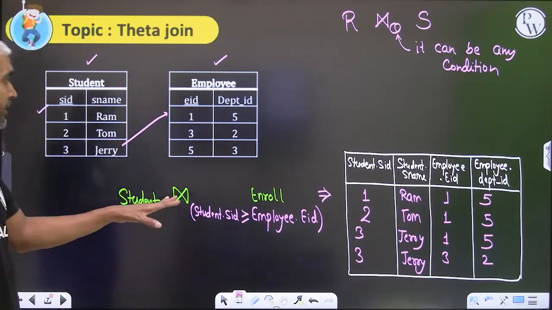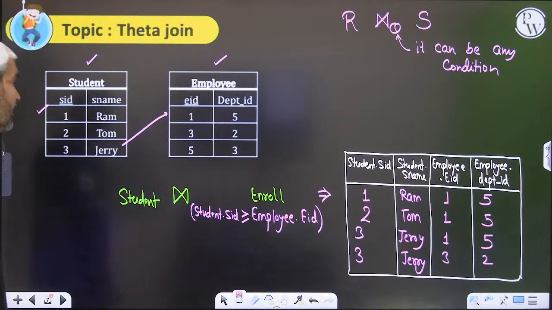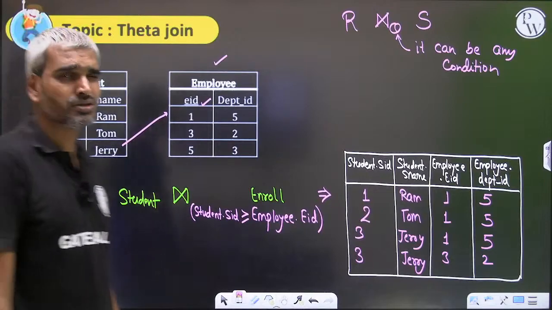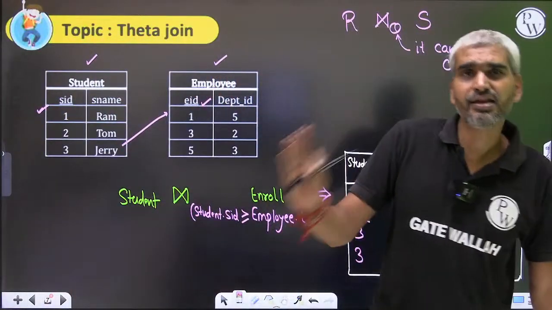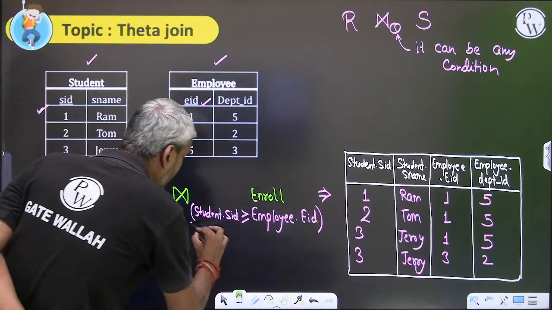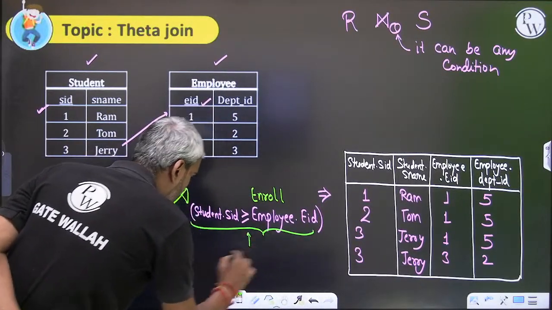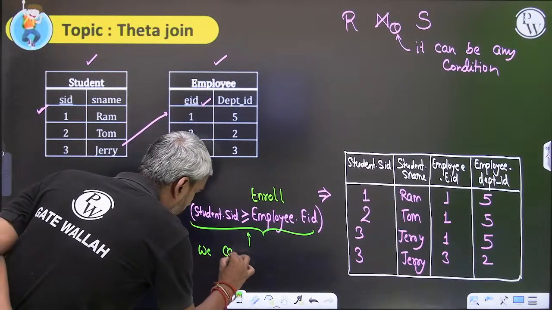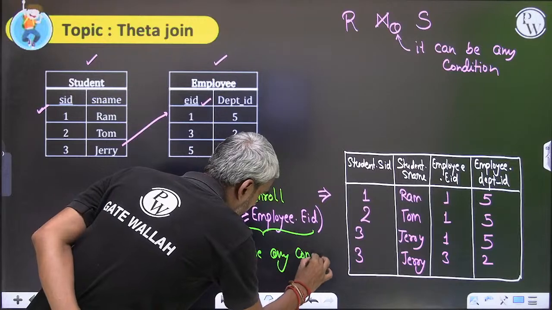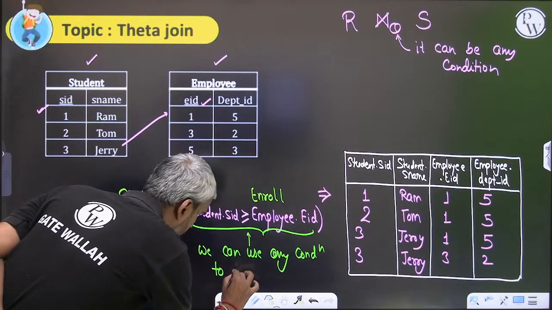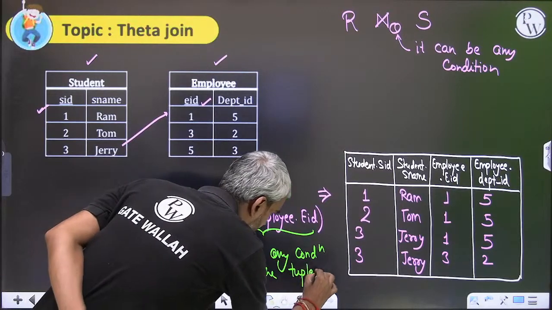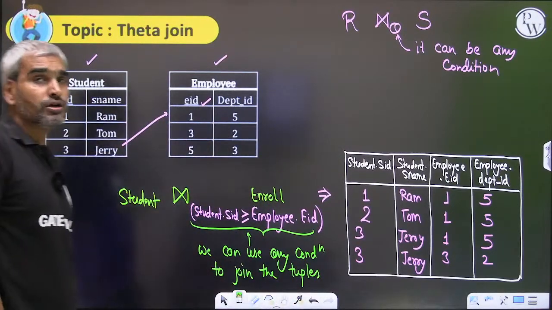Clear? So that's one criteria. Now you may say that, sir, is it necessary that the condition will always be on the different set of attributes? No, sir, condition can be anything. So we can apply any condition. So that's the idea of theta join. We can use any condition to join the tuples. Okay, so this is theta join, which can use any condition.